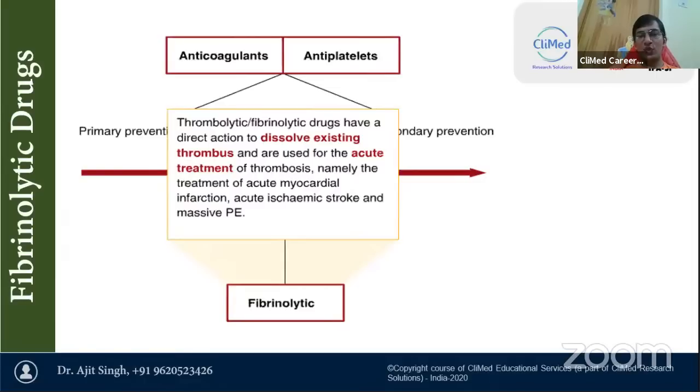That's why we call them an acute treatment, because they dissolve the clot, they dissolve the fibrin, and then all the factors get free out of this plaque, and the plaque dissolves, and the situation gets normal there, right? These are about the fibrinolytics.